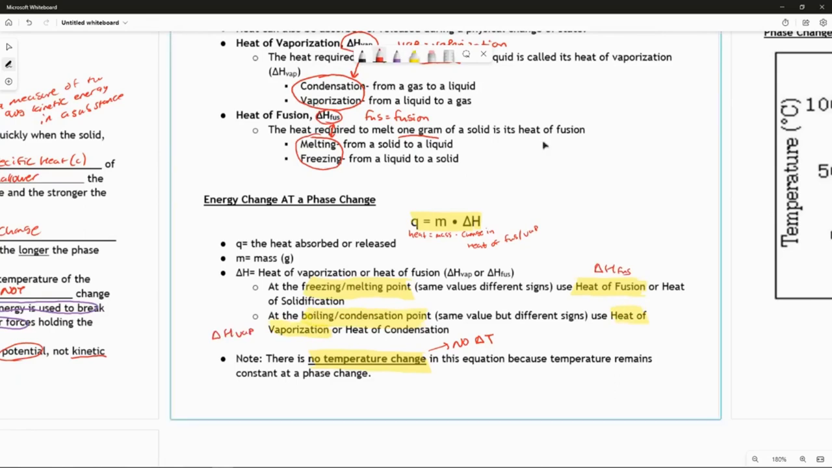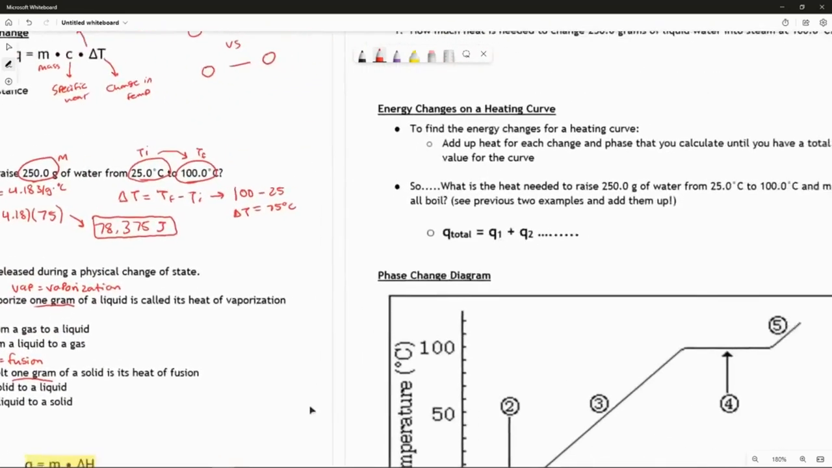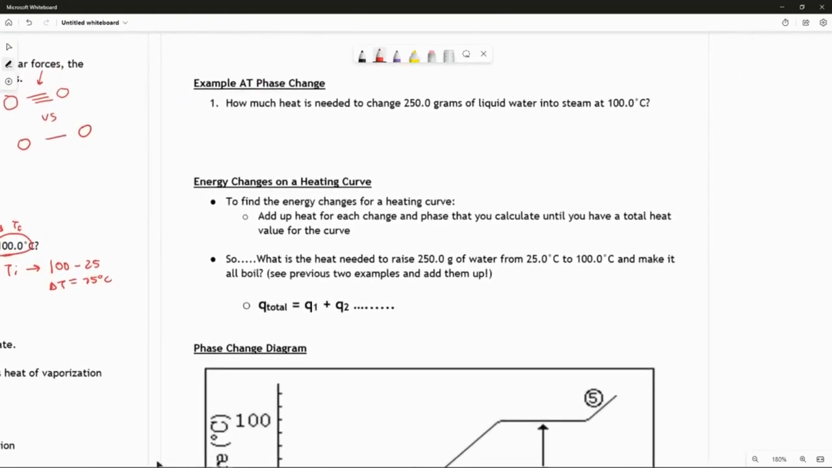All right, let's do an example at a phase change this time. It asks you how much heat, you're solving for Q equals question mark, is needed to change 250 grams mass of liquid water into steam at 100 degrees Celsius. You're changing liquid water into steam, which is a gas. And I told you earlier that the equation for this is going to be Q equals m times delta H. There is no change in temperature because in a phase change, the temperature does not change. So this 100 degrees Celsius is irrelevant to our equation.